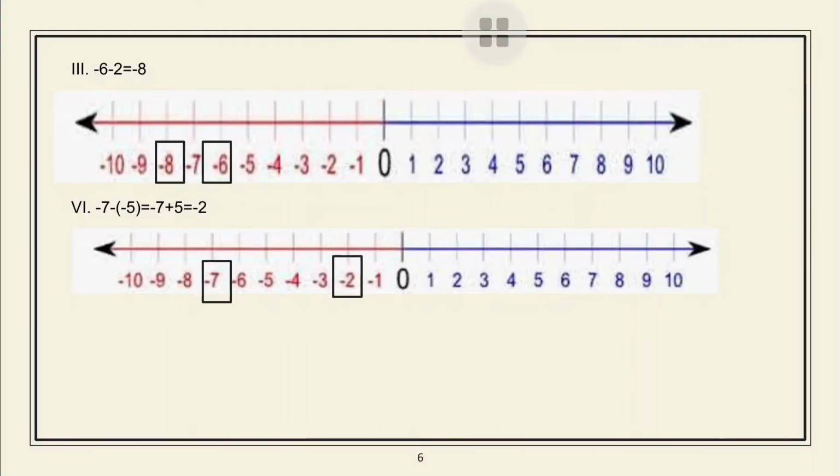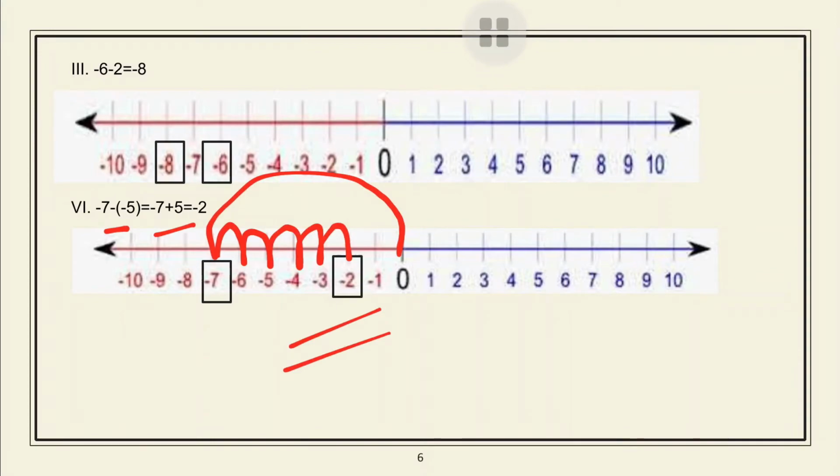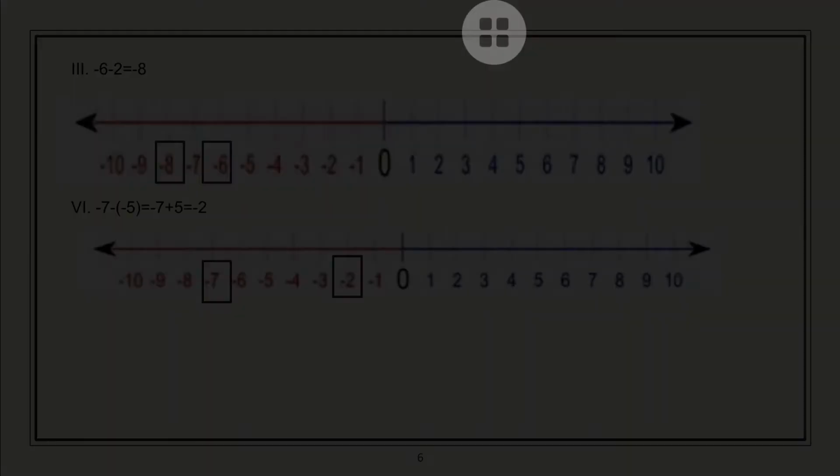Question number 3. Minus 6 minus 2. First we will move from 0 to minus 6. Now minus 2: 1, 2. We are at minus 8. Now the next one, first we move to minus 7, minus minus becomes plus, now plus 5: 1, 2, 3, 4, 5. We are at minus 2. So minus 2 is the answer.